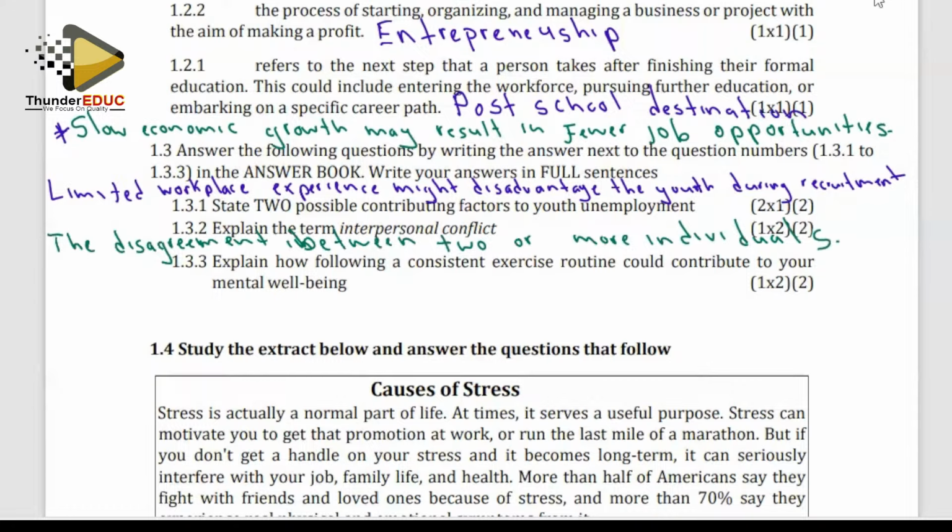So there should be two individuals or even more individuals for us to call it interpersonal conflict. So this should not be confused with intrapersonal conflict, where it involves an individual. So for interpersonal conflict, there should be two or more individuals. So it can be you and your friend, or it can be you and your parents, or it can be a teacher and a learner, or it can be a learner versus another learner. So that is what we call interpersonal conflict.